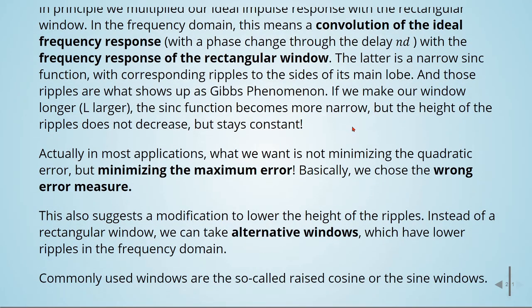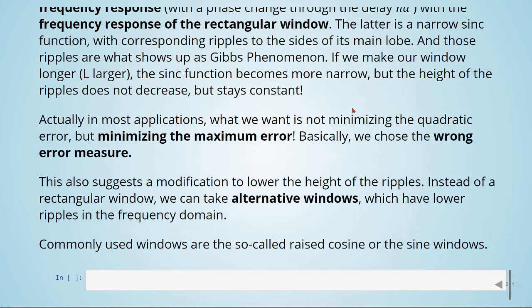Actually, in most applications, what we want is not minimizing the quadratic error, but minimizing the maximum error. So basically, we chose the wrong error measure. This suggests a modification to lower the height of the ripples. Instead of a rectangular window, we can take alternative windows which have lower ripples in the frequency domain. Very commonly used windows are the raised cosine or the sine window.